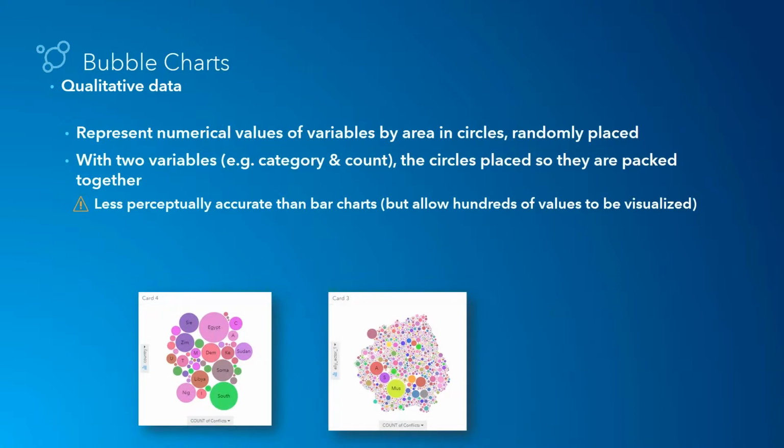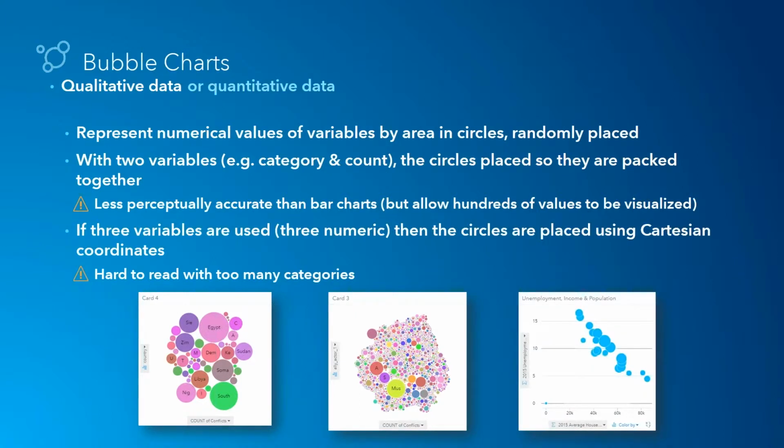Bubble charts are another interesting one that you'll see, again, for working with qualitative data. This is when we're taking numerical values of variables shown by the size of the circle. So we take a category and then we count up some statistic about it and give it a different size dot. And the circles can be placed randomly and tightly packed. So it's less perceptually accurate than the bar charts, but does allow for hundreds of values to be visualized in a unique way.